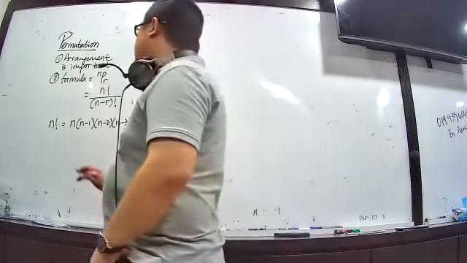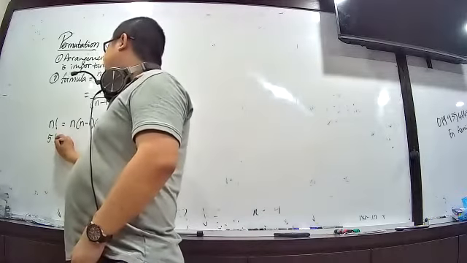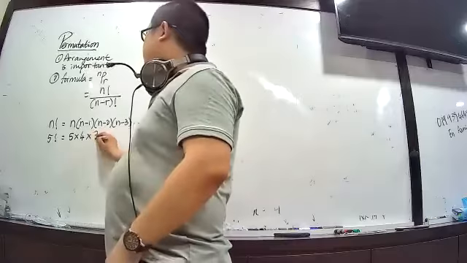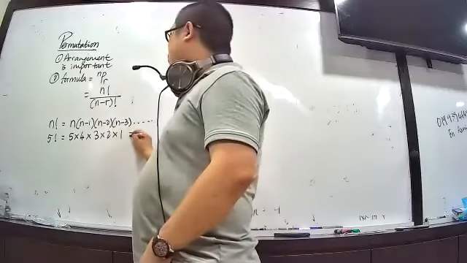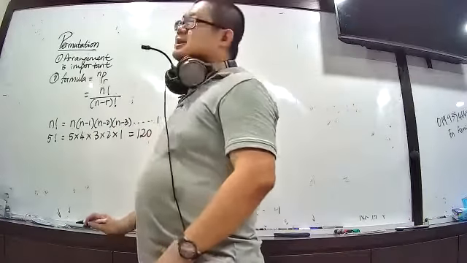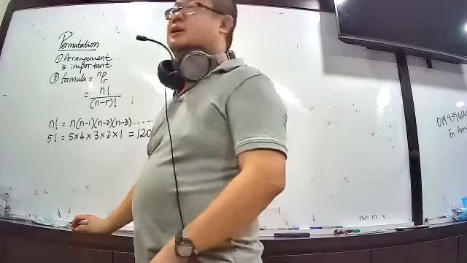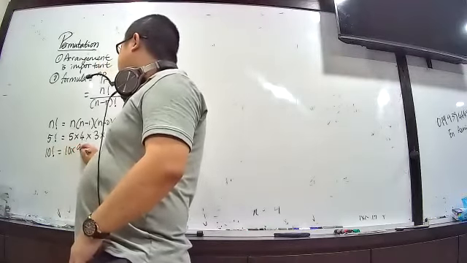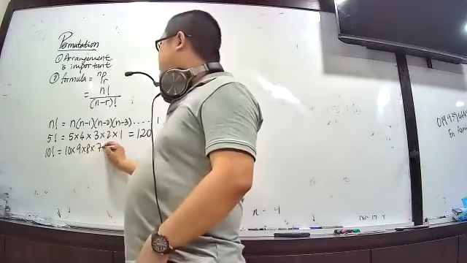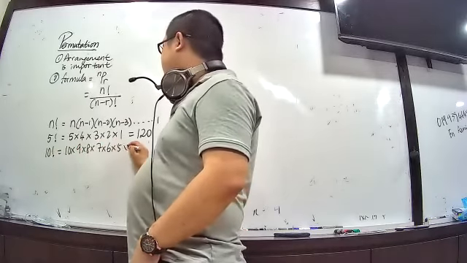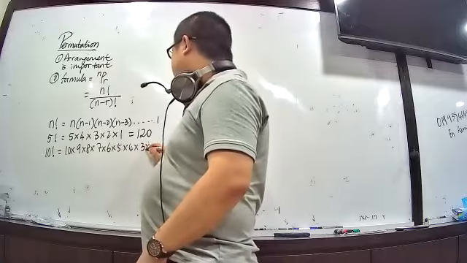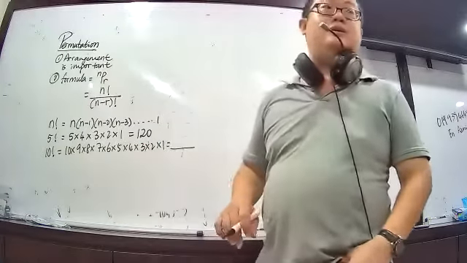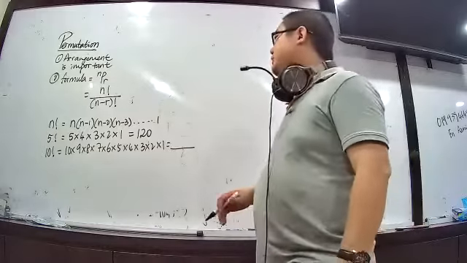So for example, 5 factorial actually represents 5 times 4 times 3 times 2 times 1. Okay? And then if I give you 10 factorial, actually it's 10 times 9, 8, 7, 6, 5, 4, 3, 2, 1. And then you press the calculator. Okay, yeah? So this one requires a factorial.